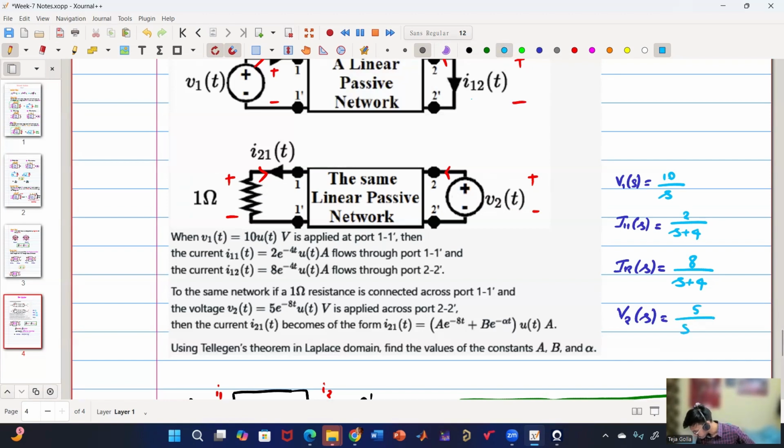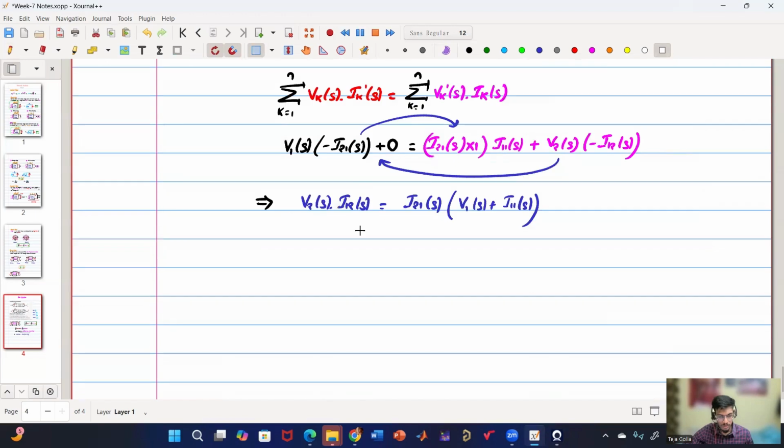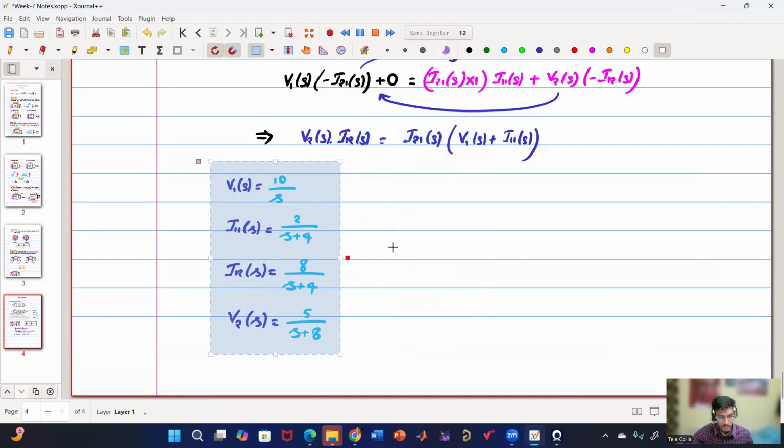Yes. I will explain some. So now we have to substitute this. So let me just copy paste all this. So we have to substitute it here. V1.